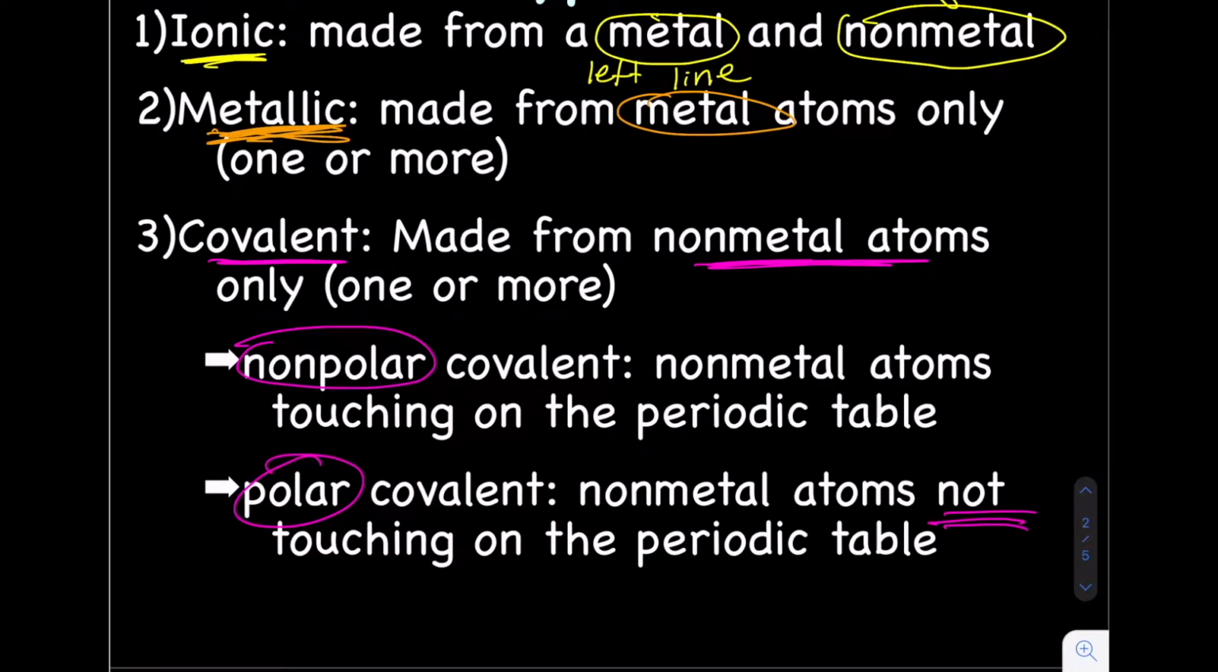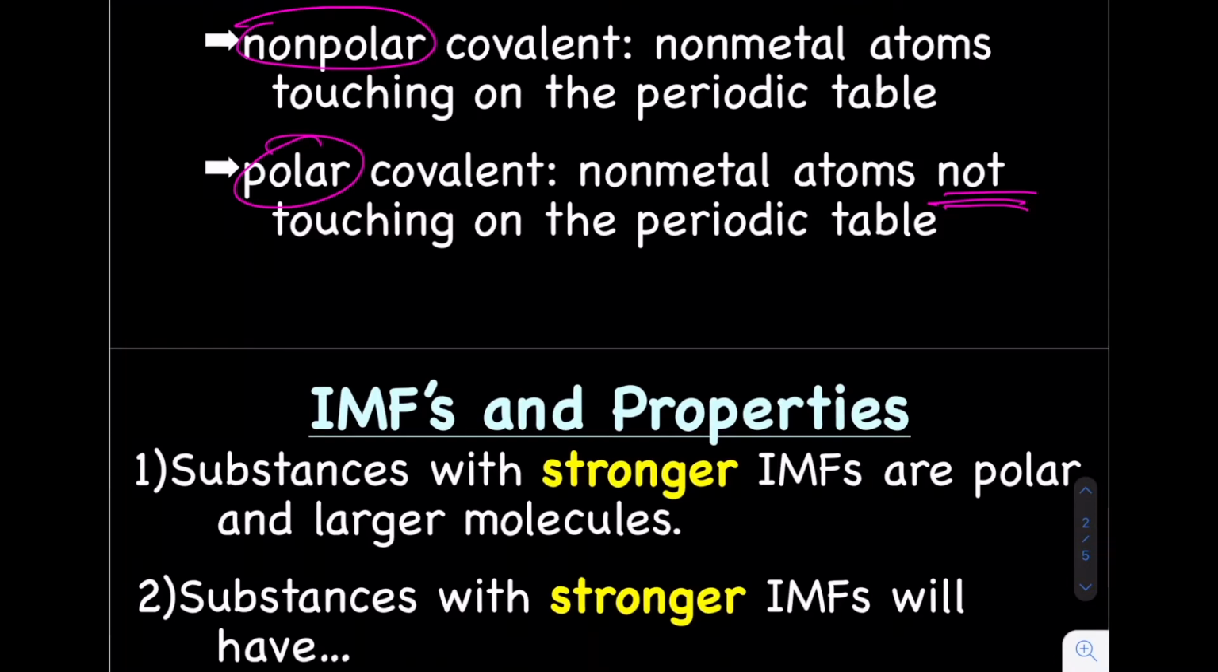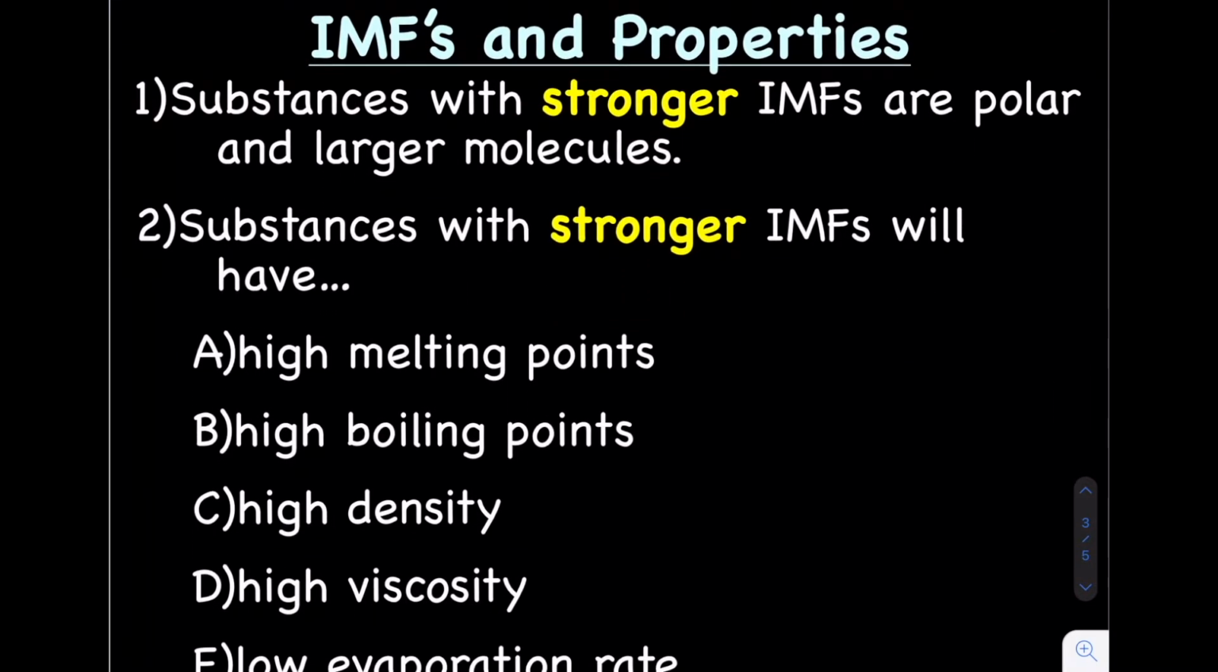So now on to intermolecular forces and properties of solids. As a review, remember that polar molecules will always have stronger IMFs than nonpolar molecules, and larger molecules will always have stronger IMFs than smaller molecules, sorry.